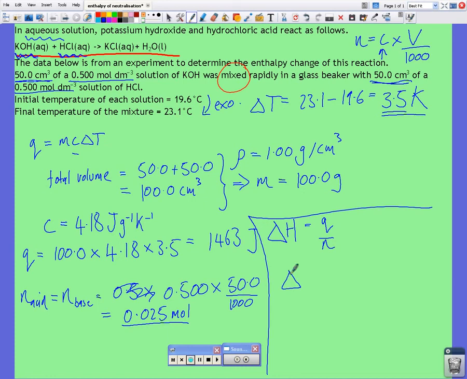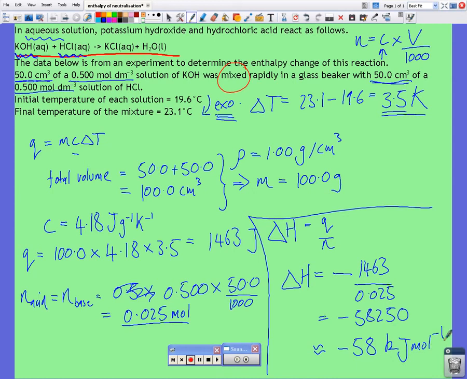Then delta H, we know that it's exothermic. We decided that right at the beginning. So delta H is equal to negative 1463 divided by 0.025, which gives me negative 58250, which if I round to the correct number of sig figs and divide by 1,000 to give me kilojoules per mole, I end up with negative 58 kilojoules per mole.